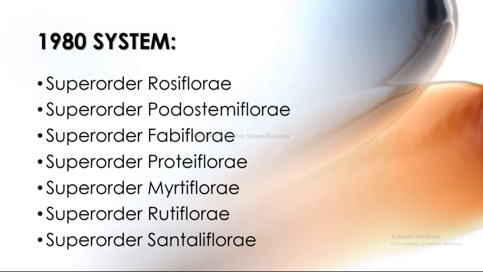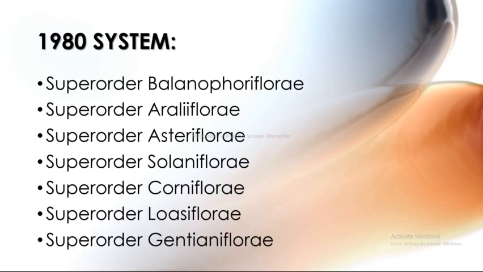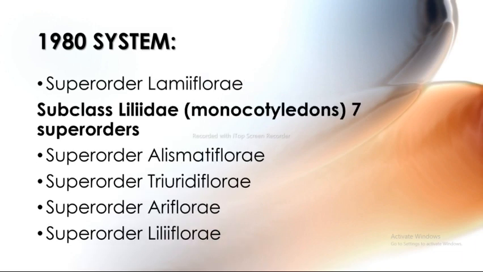Next is the superorder Podostemiflorae. Next is Fabiflorae, and then Proteiflorae, Myrtiflorae, Rutiflorae, Centelliflorae, Balanophoriflorae, Araliiflorae, and Asteriflorae. Next is Solaniflorae, Corniflorae, Loasiflorae, Gentianiflorae, and the last superorder is Lamiiflorae.